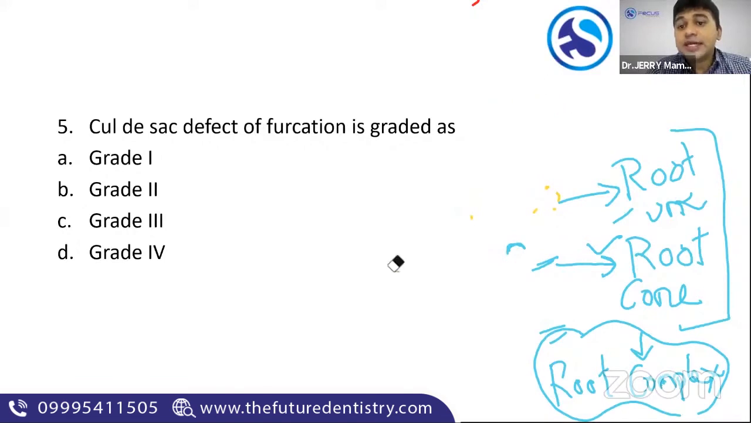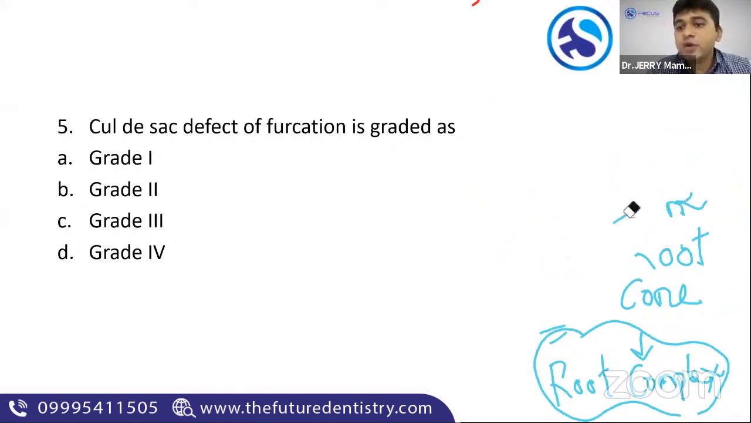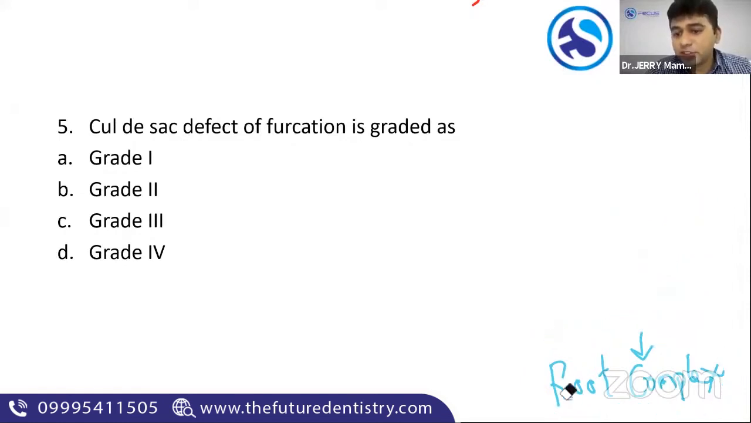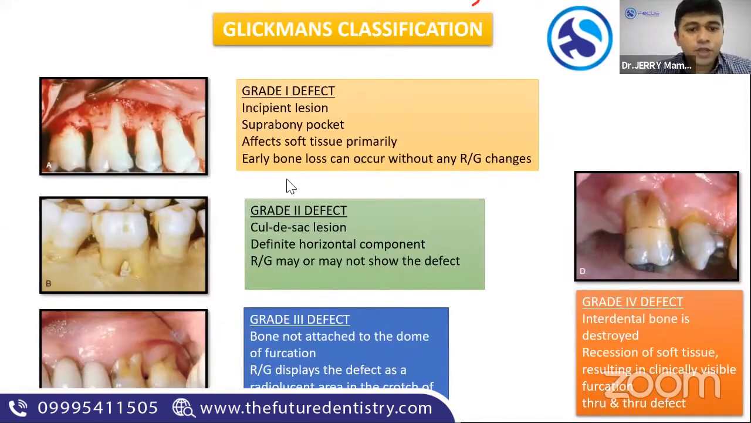Now we will see the classification. The classification for furcation was given by, can anyone tell me who gave it? The most commonly used classification for furcation is given by Glickman. Hamp et al. classification is also there, but the one we most commonly use is the Glickman classification. Very good, somebody said Hamp et al. Okay, please explain.